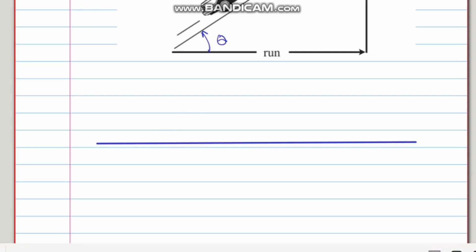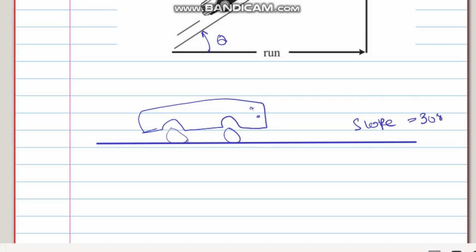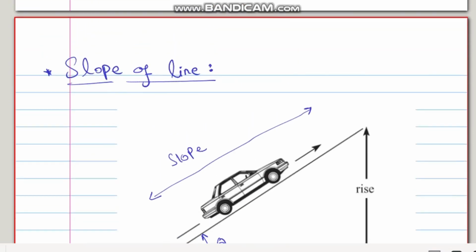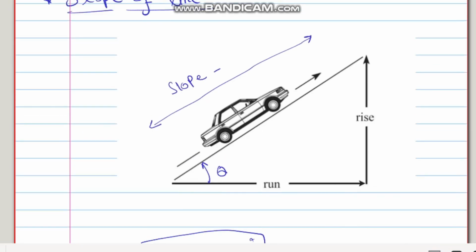So this is the car. Where is the slope? The slope here is 0. Slope is equal to 0. But in the above picture the slope is not equal to 0. Here it has some slope.